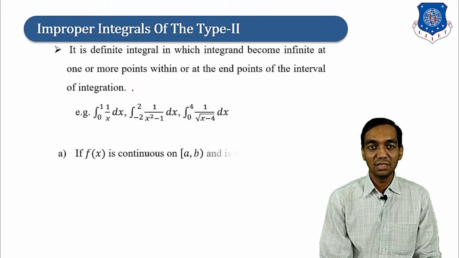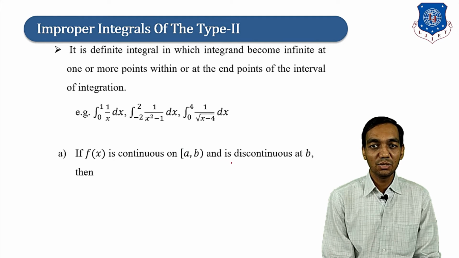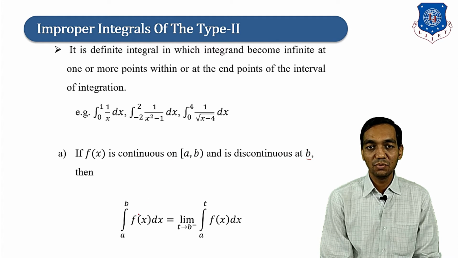So first we are starting with: if f(x) is continuous on the interval from a to b, closed at a and open at b, and it is discontinuous at the point b. Okay, then the integration from a to b of f(x) dx will be written in the form of limit t tends to b minus, of integration from a to t of f(x) dx.